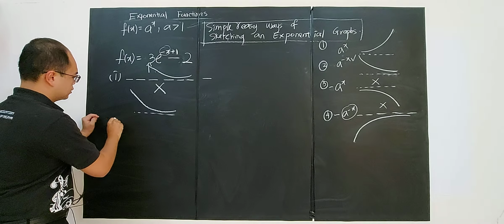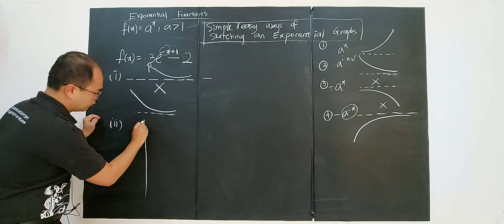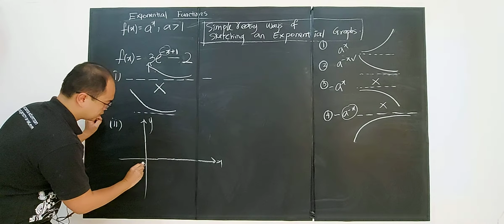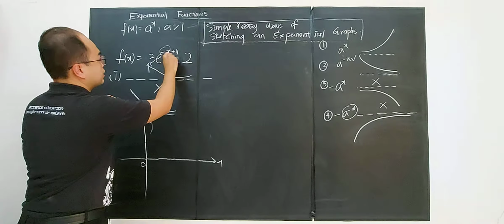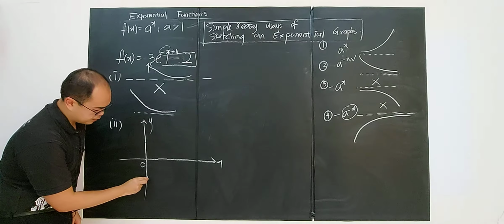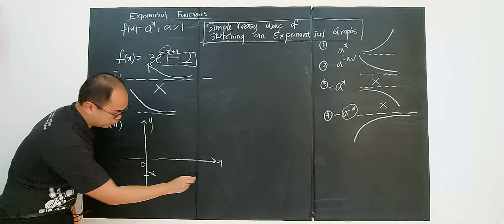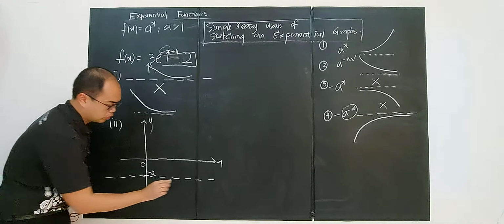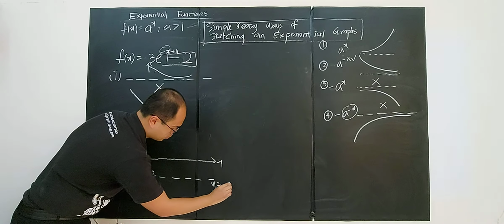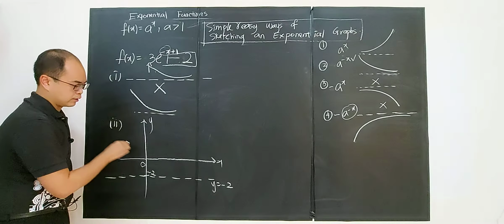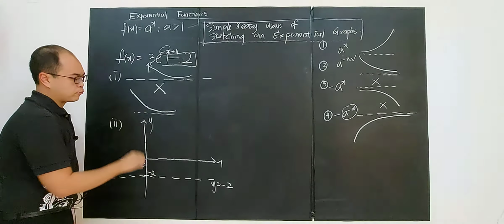So secondly, without thinking too much, we sketch the graph, and we look at the constant here, negative 2, right? Negative 2 means that at negative 2 here, I'm going to draw the line y equals negative 2, which is your horizontal asymptote. Y equals negative 2, right? And the graph will be moving this way. They will be going this way, so they will intercept the y-axis.